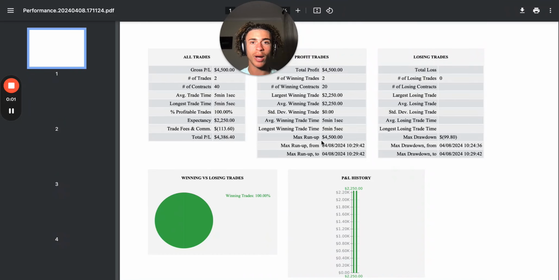Today I will be showing you how I made $4,386 in 5 minutes and how you can do it too. So first, let's look at my trading report from today, right? So you can see that I made $4,386 and I was in one trade for 5 minutes.